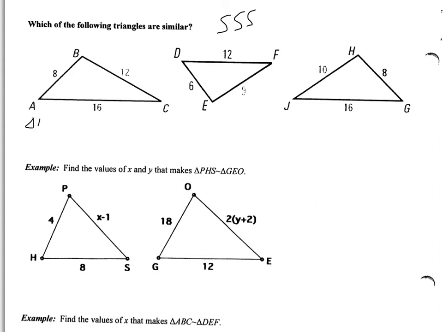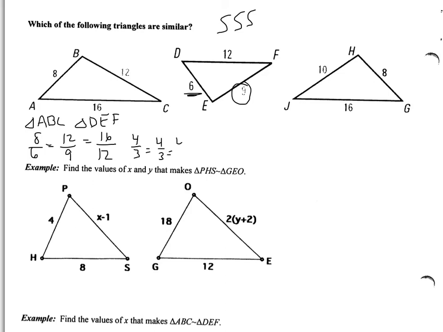First, I'm going to check triangle ABC with triangle DEF. Triangle ABC has sides of 8, 12, and 16. 8 is the smallest side. The smallest side on DEF is going to be 6. 12 is the middle side. The middle side on DEF is 9. And then the biggest side is 12. Okay, 8 over 6 simplifies to be 4/3. 12 over 9 is also 4/3. 16 over 12 is also 4/3. So these triangles are similar by SSS.